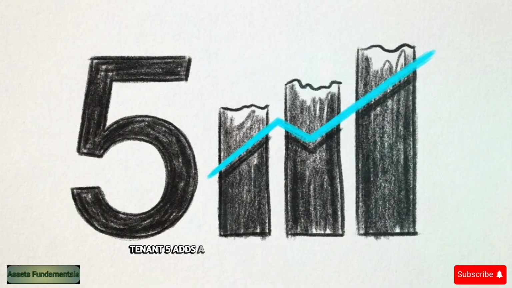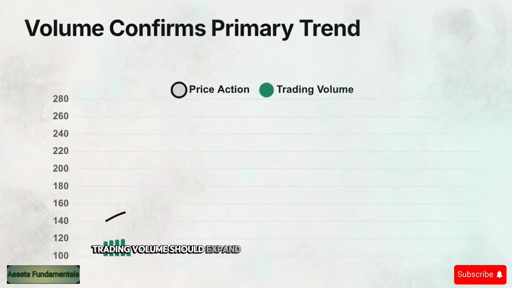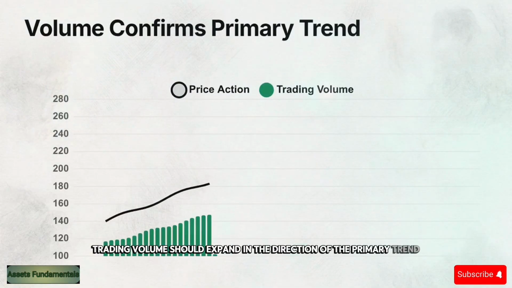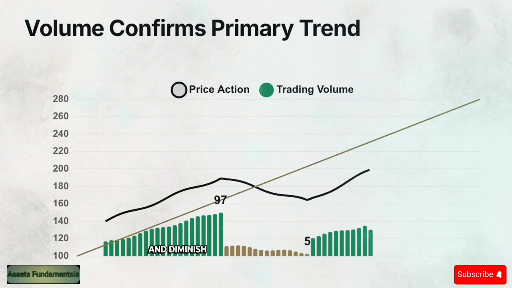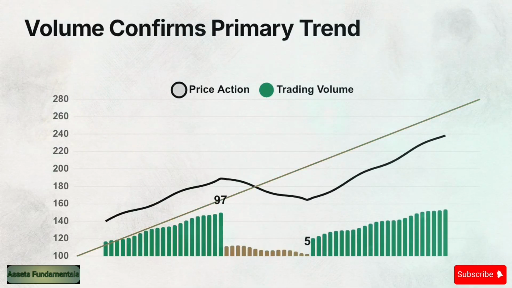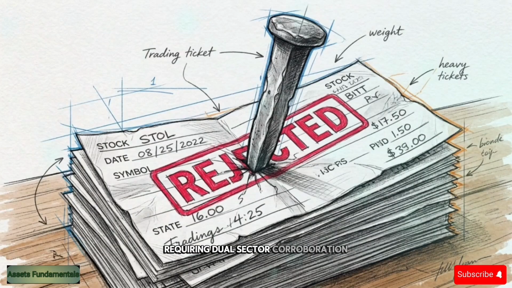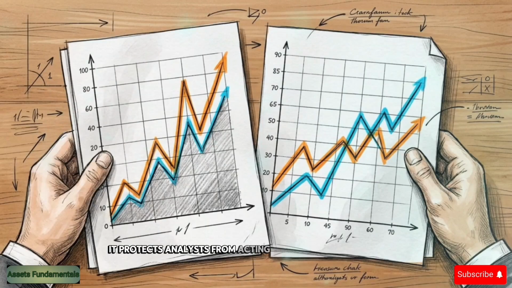Tenet 5 adds a secondary layer of evidence: volume. Trading volume should expand in the direction of the primary trend, increasing as prices rise in a bull market and diminishing during counter-trend pullbacks. Requiring dual-sector corroboration and volume confirmation acts as a brutal filtering mechanism. It protects analysts from acting on isolated market signals by demanding undeniable systemic proof.